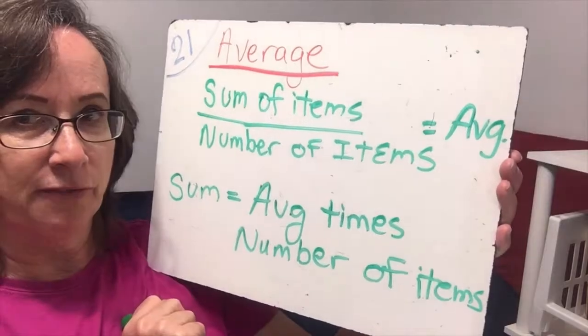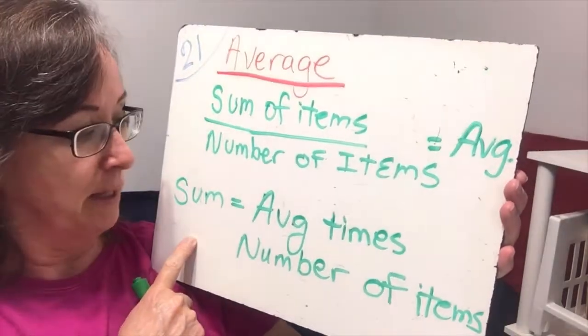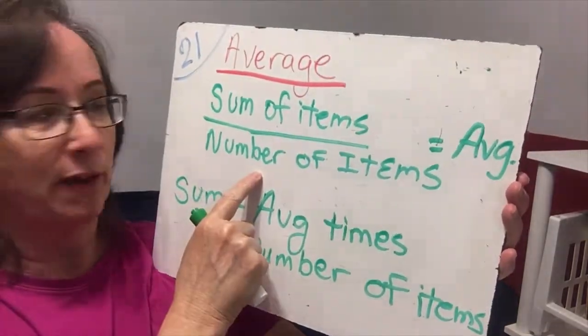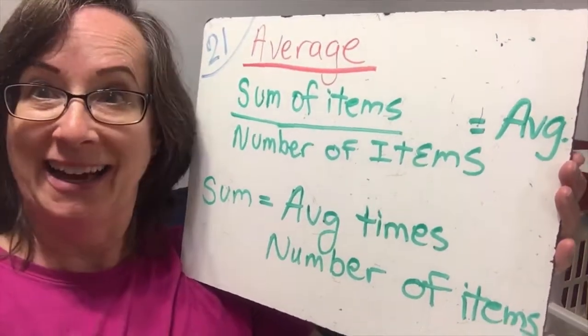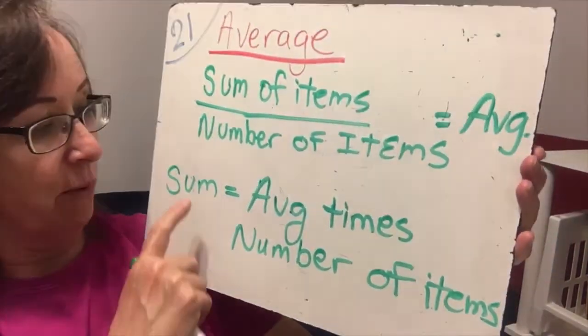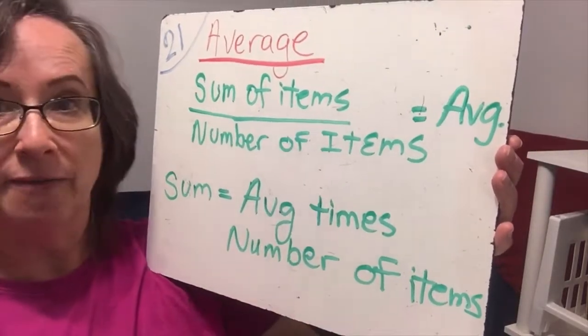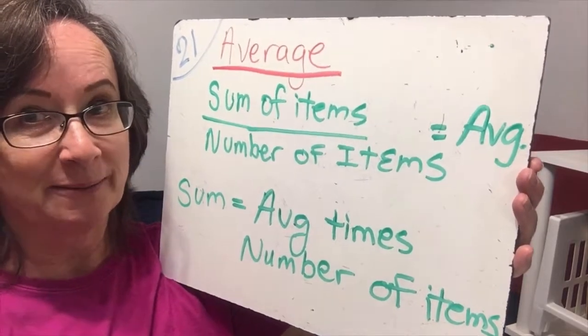And we will also find out that if we know the average, we will be able to find the sum, because if we went backwards, average times number of items would give us the sum, because multiplication and division undo each other, don't they? So the sum is the average times the number of items. They have a very good picture of this in your book.